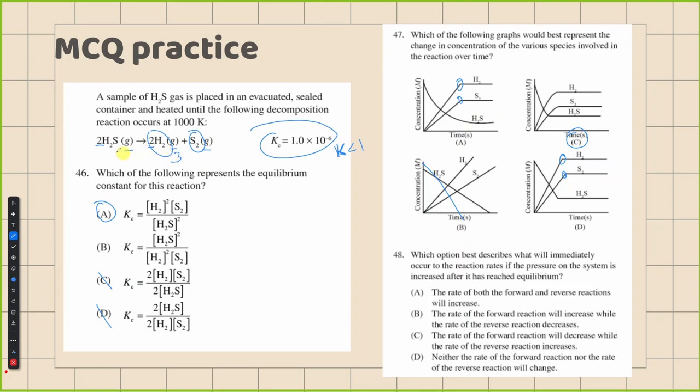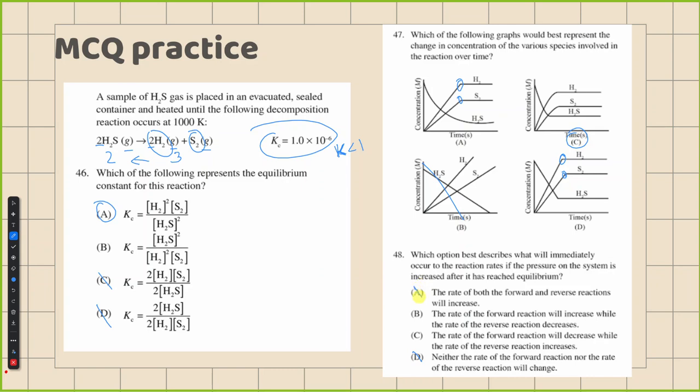Here's 3 moles, so 2 moles, and we're increasing the pressure, so it should shift left towards the side with fewer gaseous moles. That means the reverse reaction should increase. Which option best describes what immediately occurs? So the reverse should increase. Neither rate, so that one's out. We'll get rid of D.